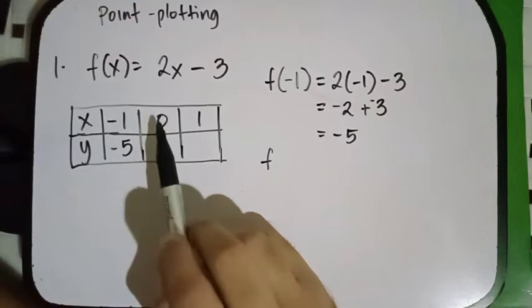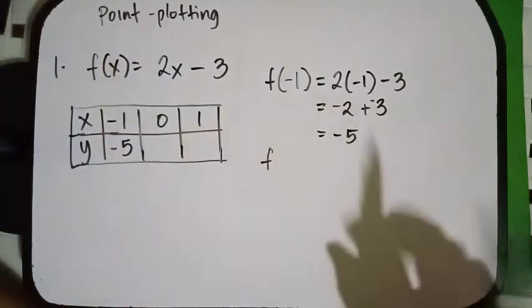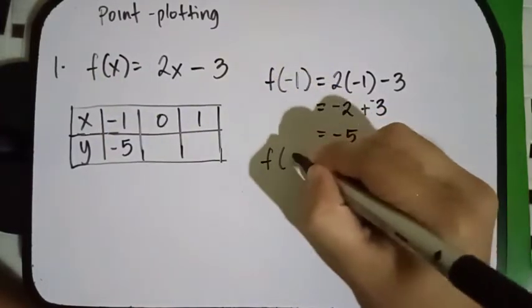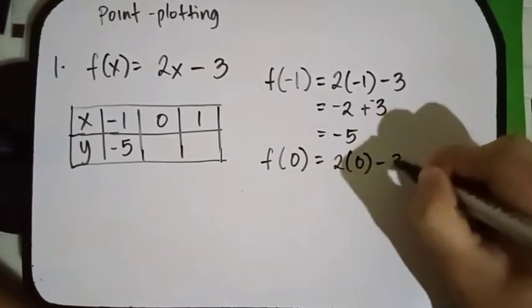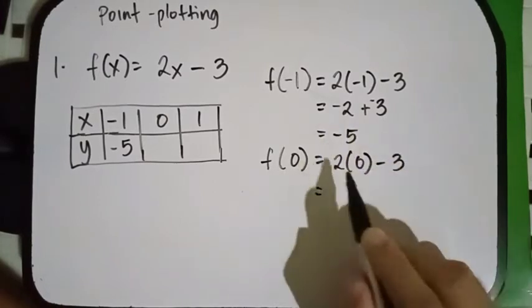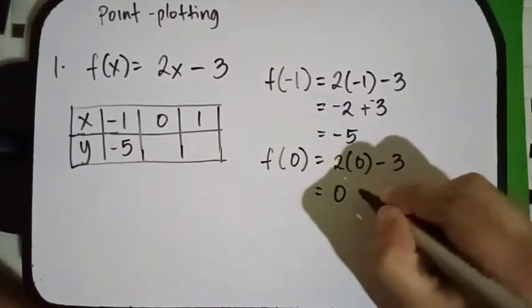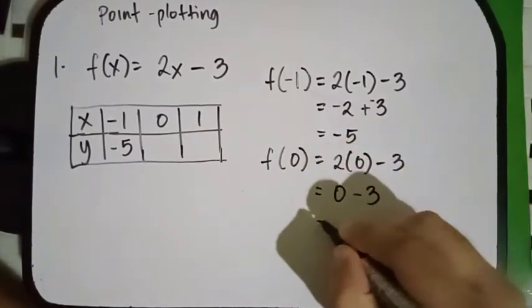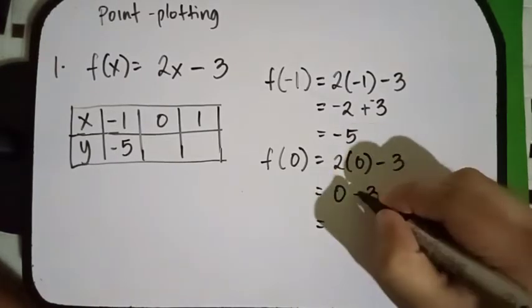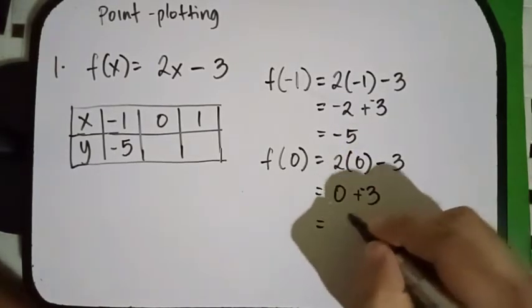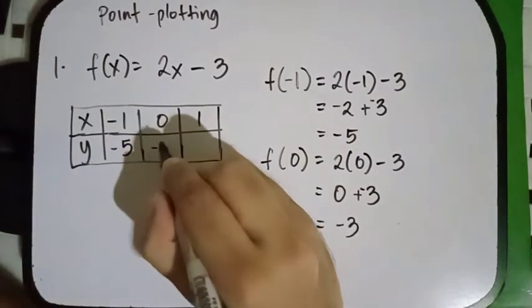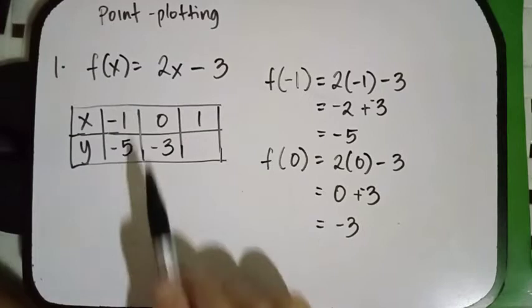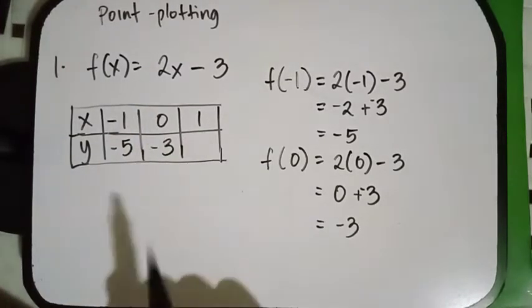Next is 0. Okay, so papalitan natin yung x ng 0. So that we have f of 0 equals 2 times 0 minus 3. So we have 2 times 0 is 0 minus 3, and 0 minus 3 or 0 plus negative 3 equals negative 3. So ito yung pangalawang point natin, no? Magiging pangalawang point, 0, negative 3.